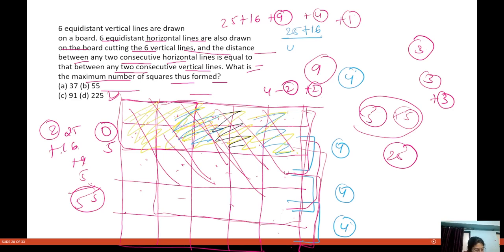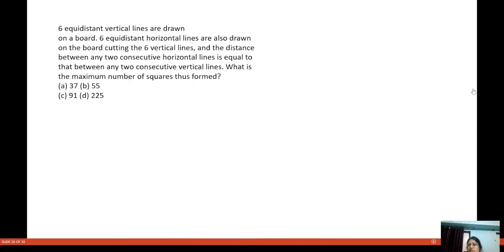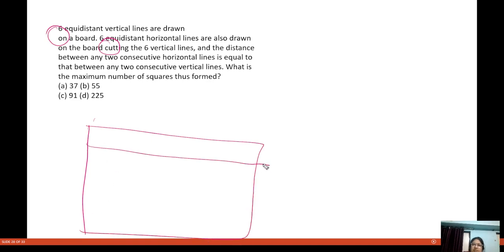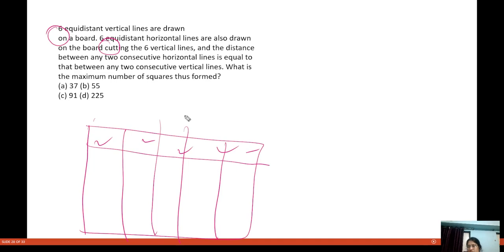So basically, you have to make these things. Now see, there is one more way in which we can do this. You are given 6 equidistant vertical lines and 6 equidistant horizontal lines. So how many boxes will you make? 5 boxes. You will make these 5 small square boxes from these 6 horizontal and vertical lines.